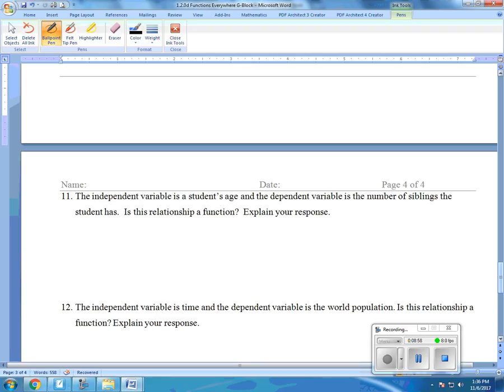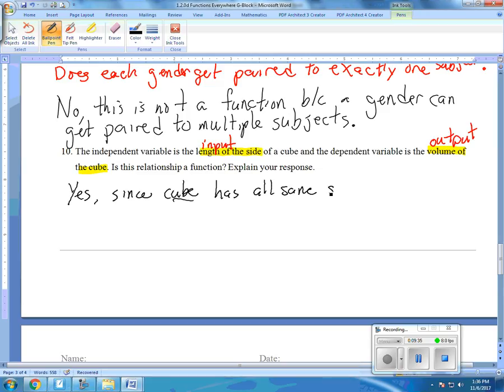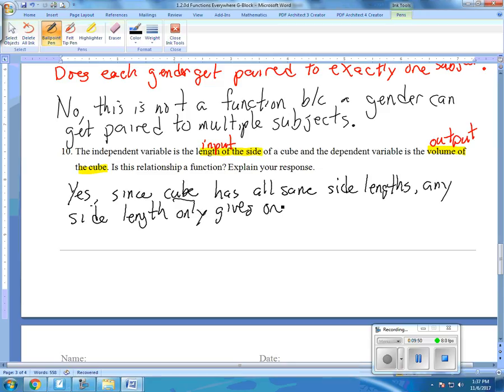Okay, maybe you've unpaused the video and you're back now, so let me go through the answers pretty quickly here. The independent variable is the length of the side. Dependent variable is the volume of the cube. So the question would be, does each side length get paired with one volume? Since the length here is the input and the volume is the output, we want each input paired with one output. And the answer for this would be yes. Since a cube, and that's kind of specific here, that it's a cube, has all the same side lengths, any side length only gives one volume.